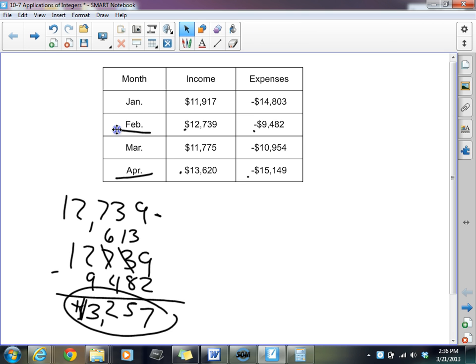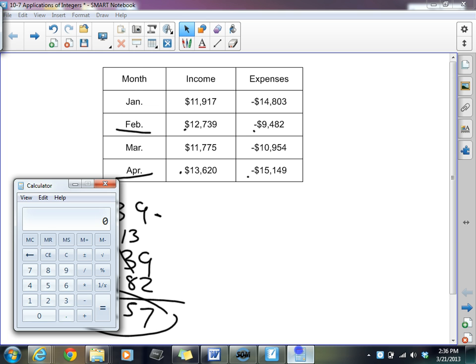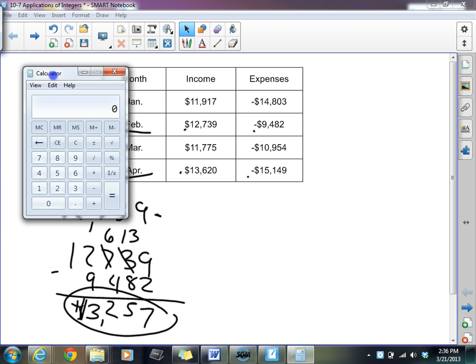So you guys should know this by now. You simply go ahead and subtract. I'm going to pull up my calculator because on some of these I am going to have you use the calculator. So 13,620, plus a negative 15,149. Oh, no. Try that again. All right, so 13,620 plus 15,149, and that's going to be a negative number, equals, and there we go.